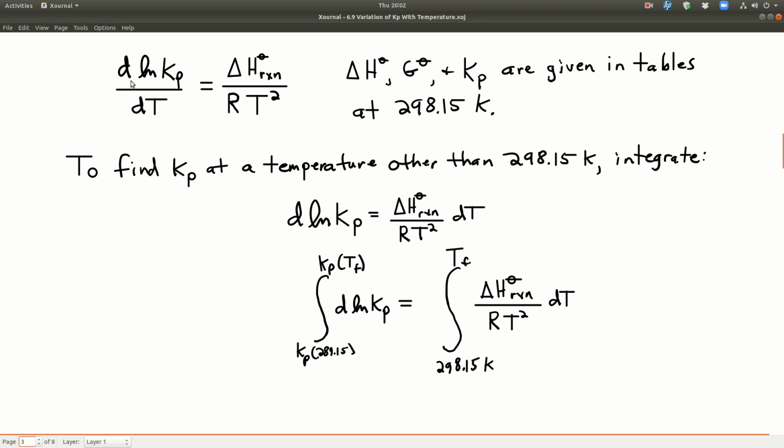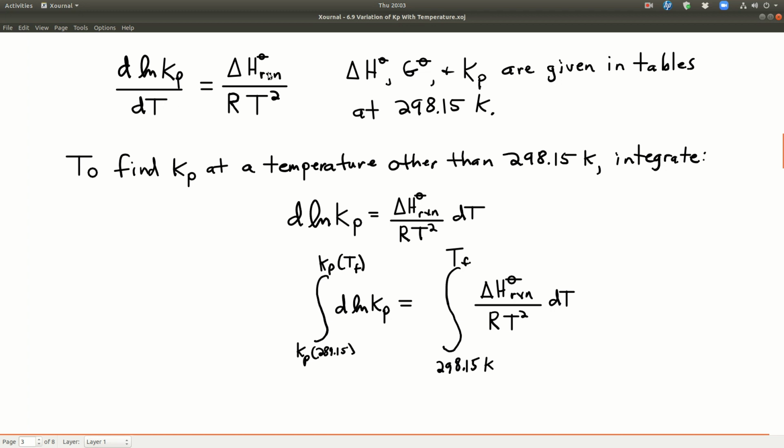So here's what we know. d ln Kp dT equals delta H over RT squared. So we can look up values for delta H, delta G if we want to use that form of the expression, Kp in tables. But here's the thing. In all those tables, they're almost always at 298.15 Kelvin. If we need to, which usually we would actually, because temperature is almost never exactly 25 Celsius, find Kp at a temperature other than 298.15 Kelvin, all we do is integrate.